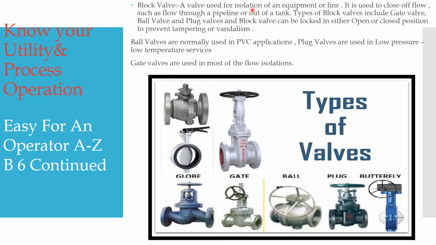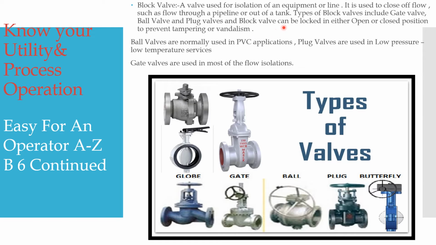A block valve is a valve used for isolation of an equipment or a line. It is used to close a flow, such as flow through a pipeline or out of a tank. Types of block valves include gate valve, ball valve and plug valves. And a block valve can be locked either open or in closed position to prevent tampering or vandalism.